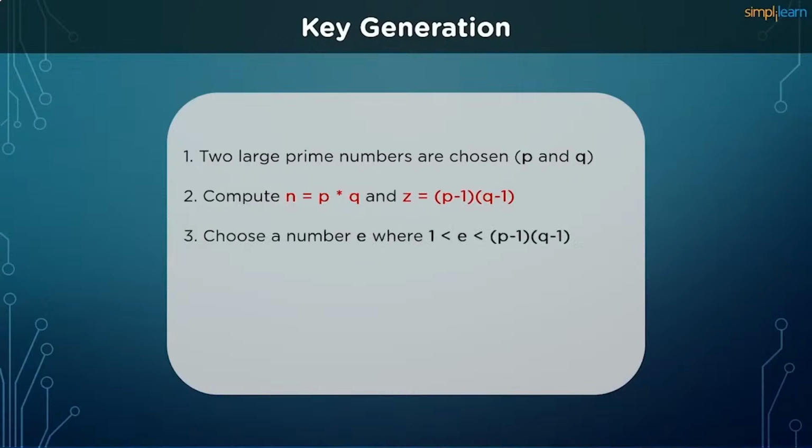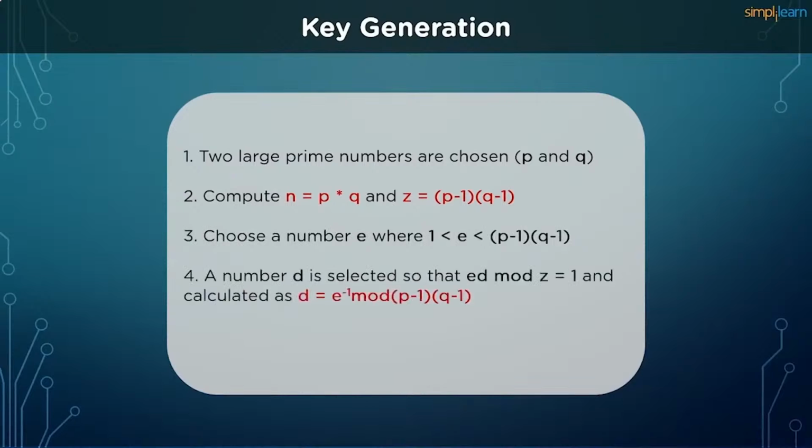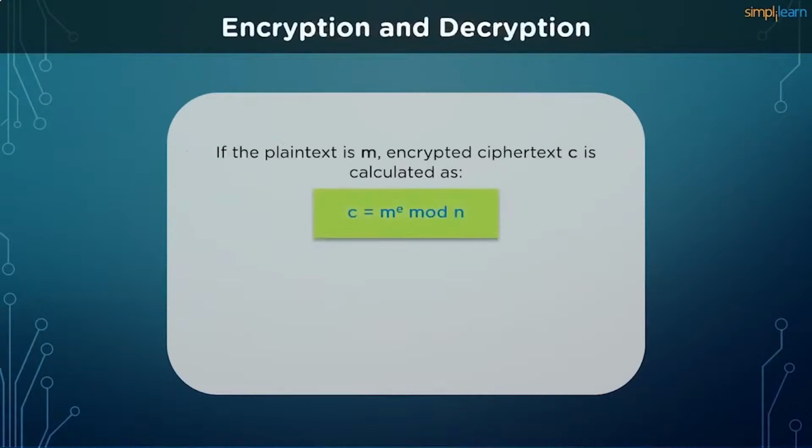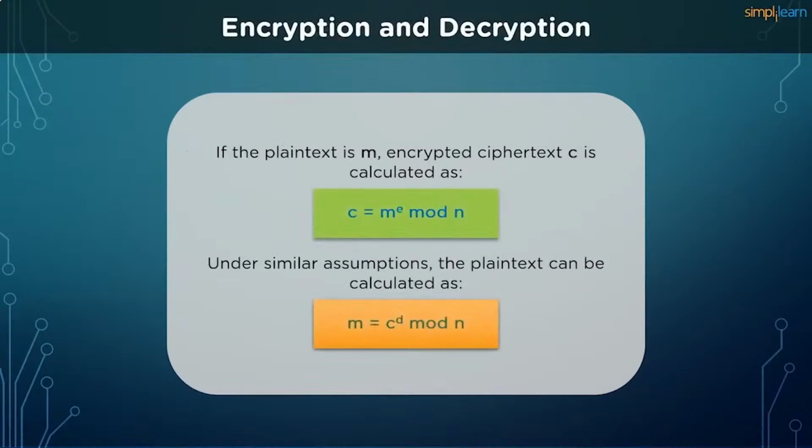A number E is chosen at random satisfying the following conditions, and a number D is also selected at random following the formula ED mod Z equal to 1, and it can be calculated with the formula given below. The public key is then packaged as a bundle with N and E, and the private key is packaged as a bundle using N and D. This sums up the key generation process. For the encryption and decryption function, we use the formula with C and M. The ciphertext can be calculated as C equal to M to the power E mod N, and the plaintext can be calculated from the ciphertext as C to the power D mod N.